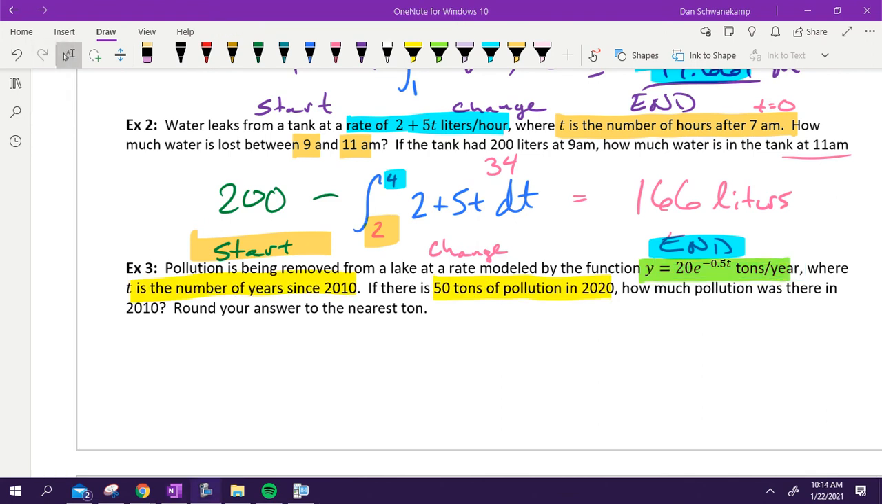Here we go. Let's look. We start off with this thing. They told me an equation. That equation is a rate. It's telling me tons per year. What do I need to do with that rate to tell me just tons?